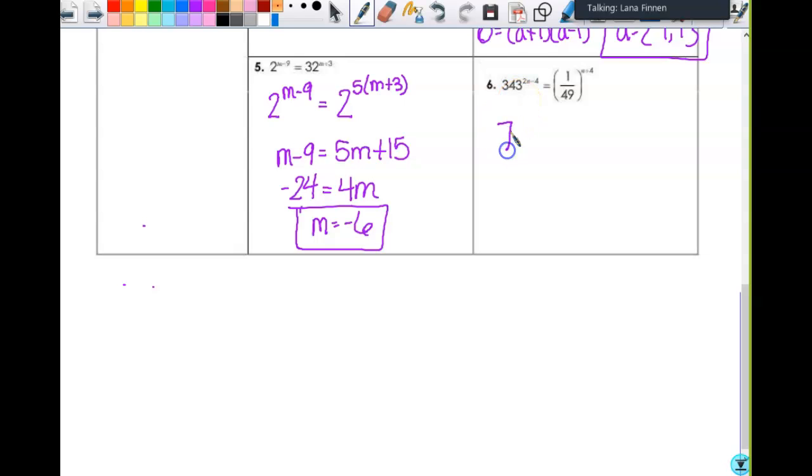So I'm going to have 7 to the 3 times 2n minus 4 power equals 7 to the negative 2. Right? Is that n plus 4? It's just like a blob up here. N plus 4. Okay. Then y'all go ahead and finish that one up.